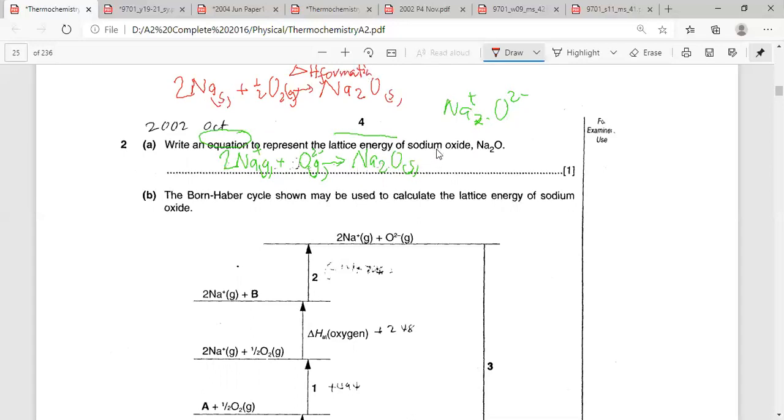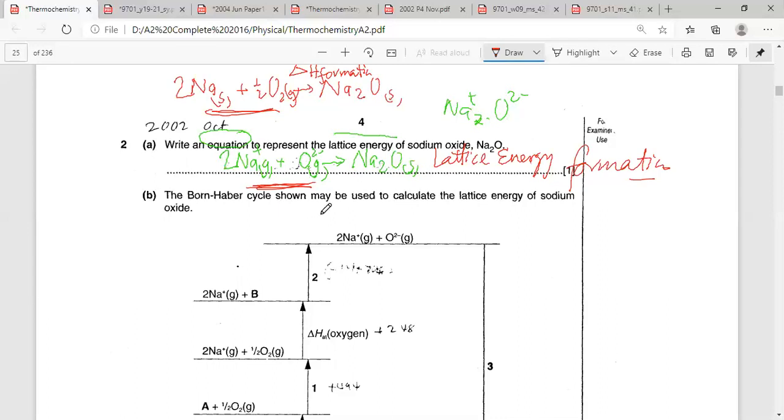This is what? Lattice energy. Do you see that? I want to repeat again so you will remember. They are both formation. You form something. This one forms from its elements, this one forms from its gaseous ions. Is that clear? So now they give you the whole thing.